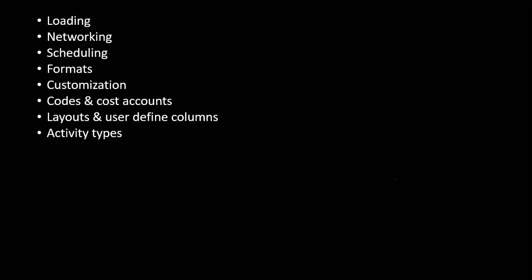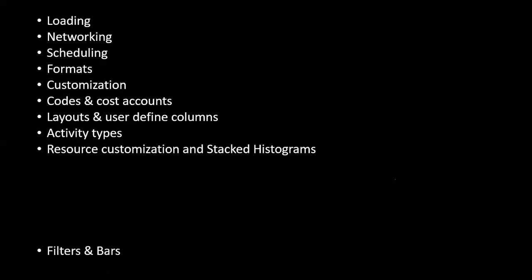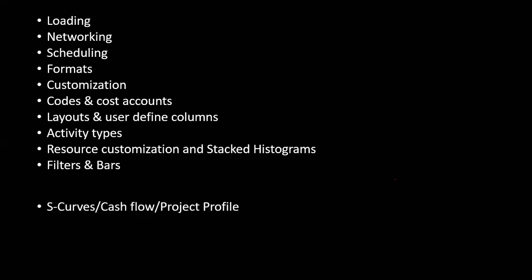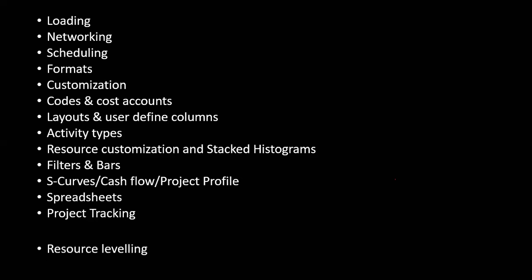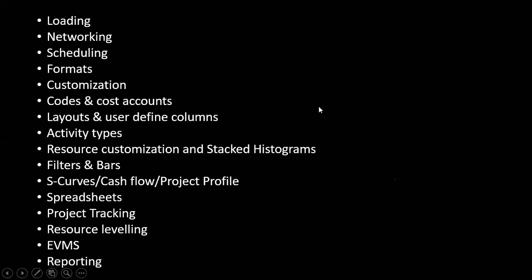Then you have activity types: critical, non-critical, predecessor, successor, task dependent, resource dependent. There are multiple activity types. I'm just mentioning here the popular features of Primavera 6: resource customization and stacked histograms, filters and bars, S-curves, cash flows, spreadsheets, project tracking methodologies, resource labeling, and earned value management systems. And then at the end, there is a reporting tool.